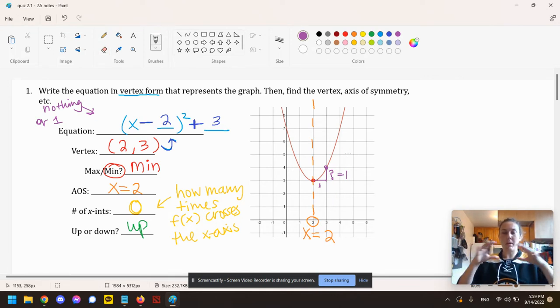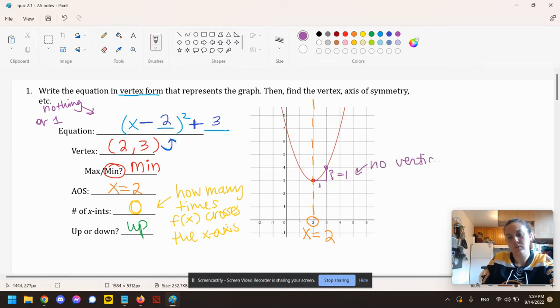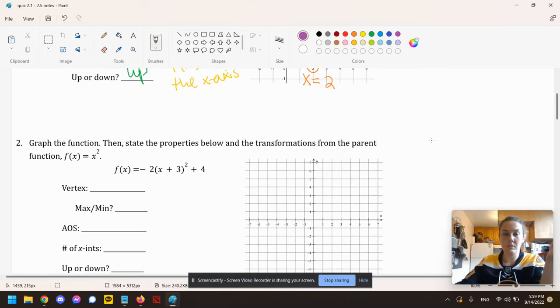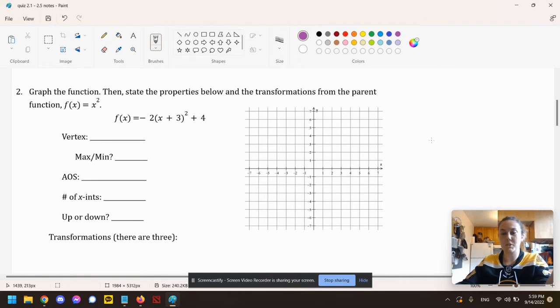Again, start from the pattern. The vertex form pattern is x minus blank squared plus blank, maybe with a number up front. Plug in my vertex, and then check to see if I have a vertical stretch. So this is no vertical stretch. All right. This version, I gave you the graph, and you told me the equation. In this version, I'm going to give you the equation, and you're going to tell me the graph.